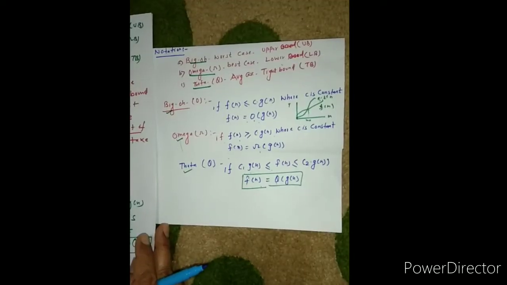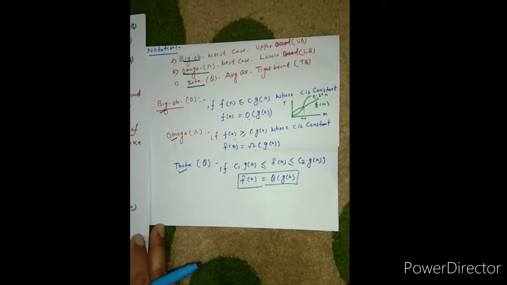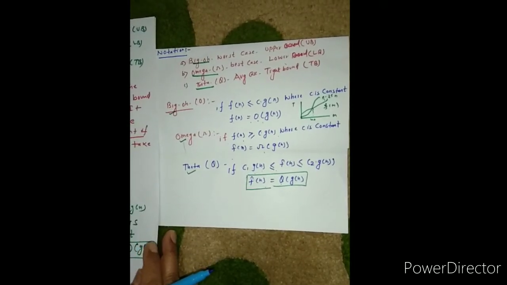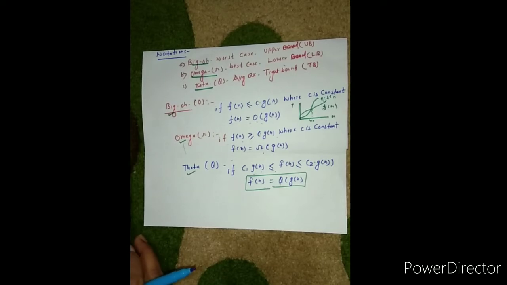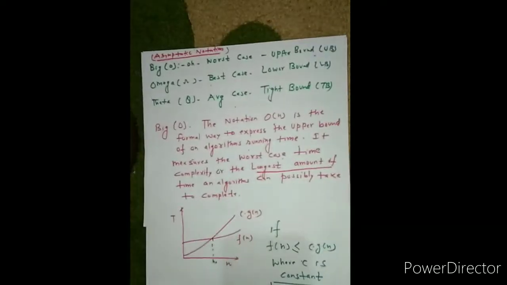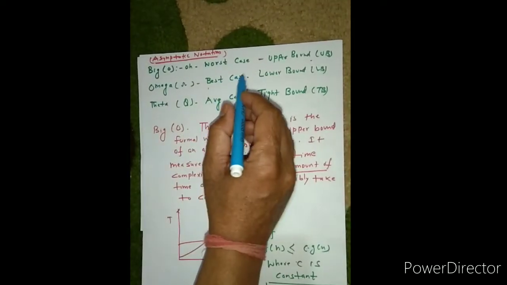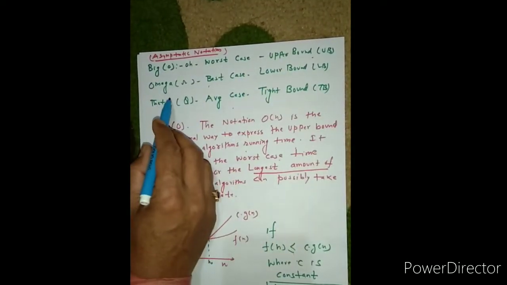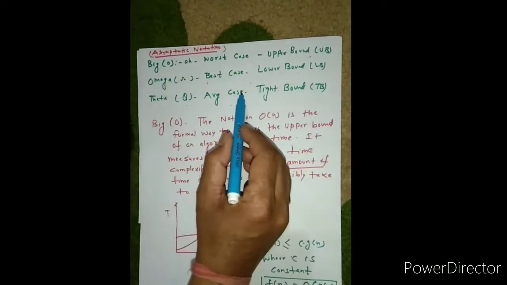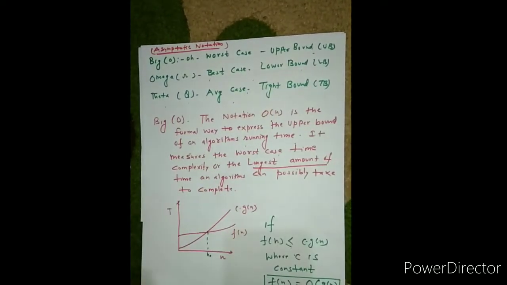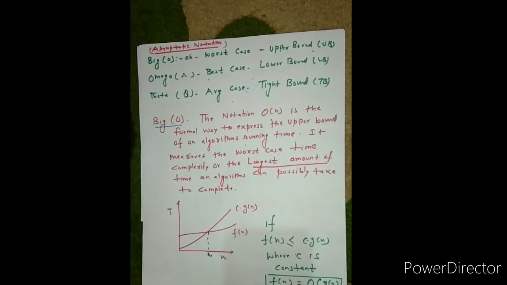I will discuss the mathematical notation, or the growth of function. There are three notations used: big OH notation, omega notation and theta notation. Big OH notation means worst case or upper bound. Omega notation means best case or lower bound. Theta notation means average case or tight bound. First of all we will discuss big OH notation.